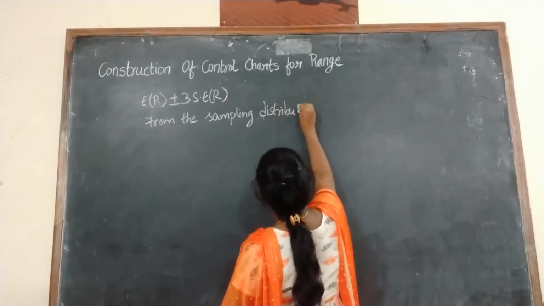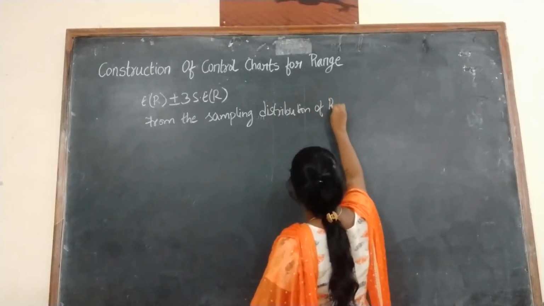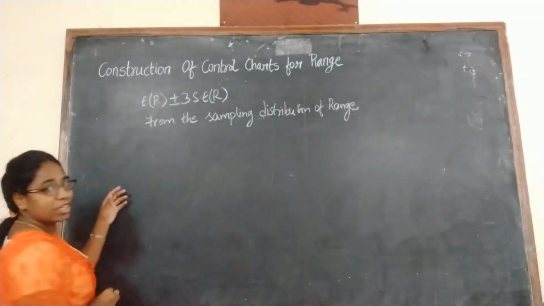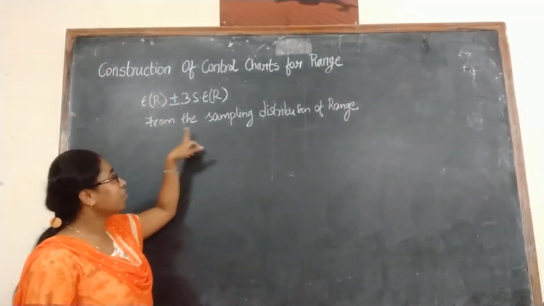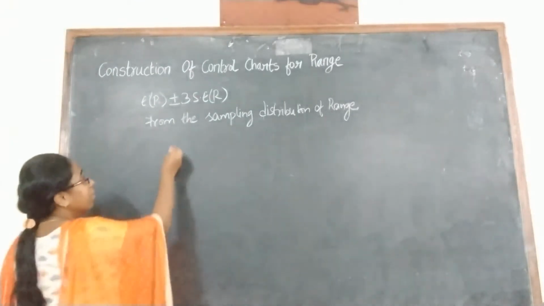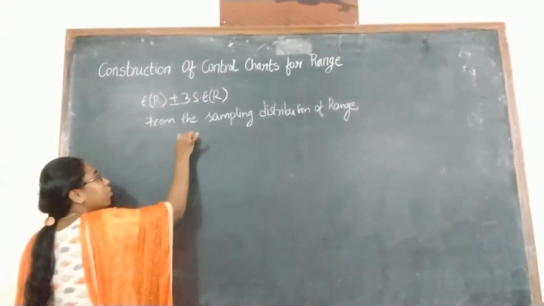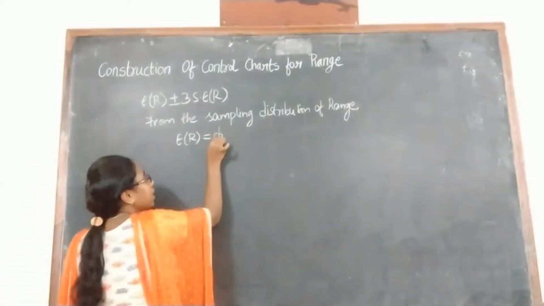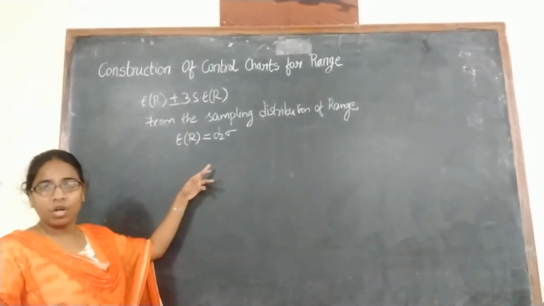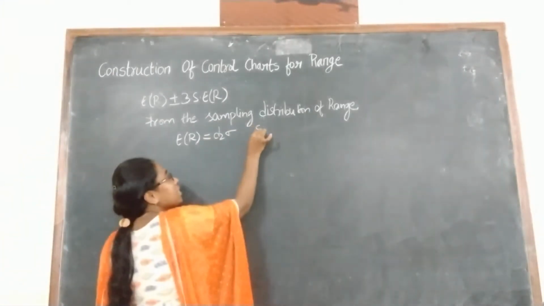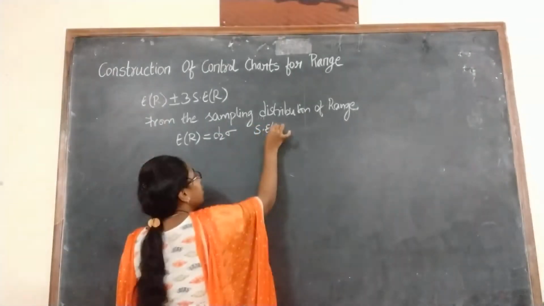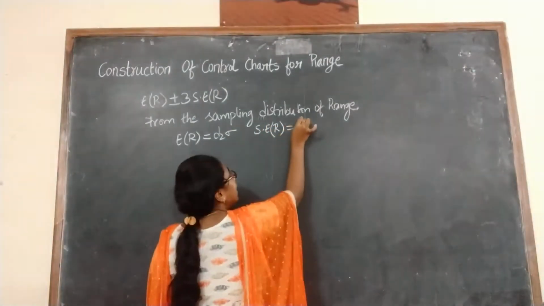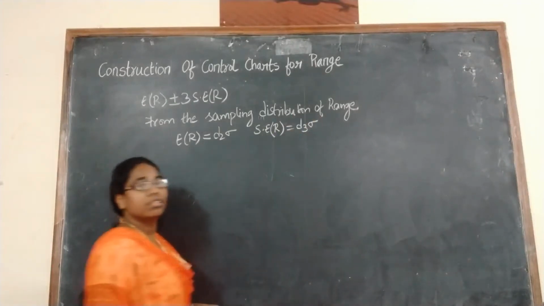of range. Yesterday, while estimating the sigma value, we have used this one. From the sampling distribution of a range, we took the value of expectation of R. Expectation of R value is d2 sigma. This one already we have used. Now we want standard error of R also. So the standard error of R is d3 sigma.